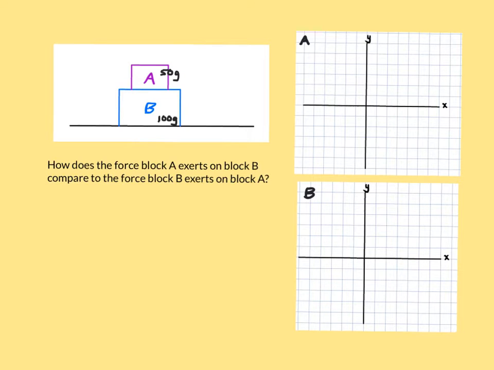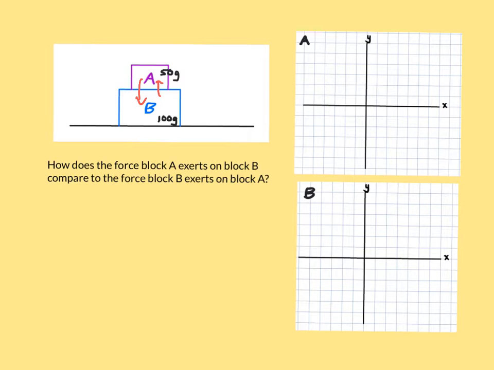Well, this is Newton's third law. The forces are going to be equal in magnitude, but opposite in direction, and hopefully we'll see that when we draw our force diagrams. Since we have two objects, we're going to draw two force diagrams. If we look at A, it has a force of gravity on it, and it has a normal force exerted by B.